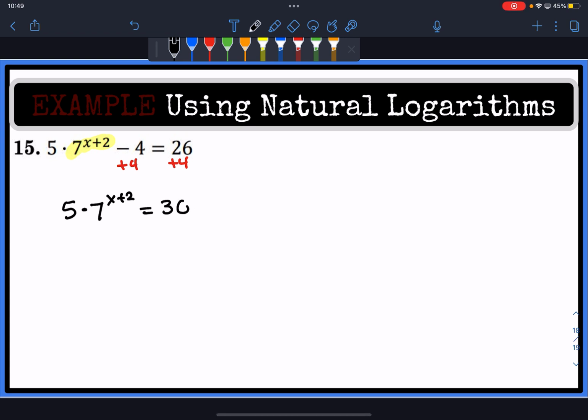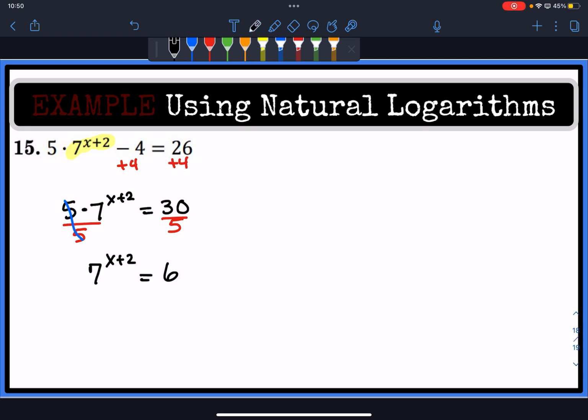Giving us a total of 30. And now, if I divide by 5, this reduces, and 7 to the x plus 2 power is going to equal 6. And that's easier to work with than dividing by 5 first and ending up with fractions and then moving that over. You'll still end up with the number 6, but you end up again with fractions, and I know how much we don't like working with those. So we end up now with this.